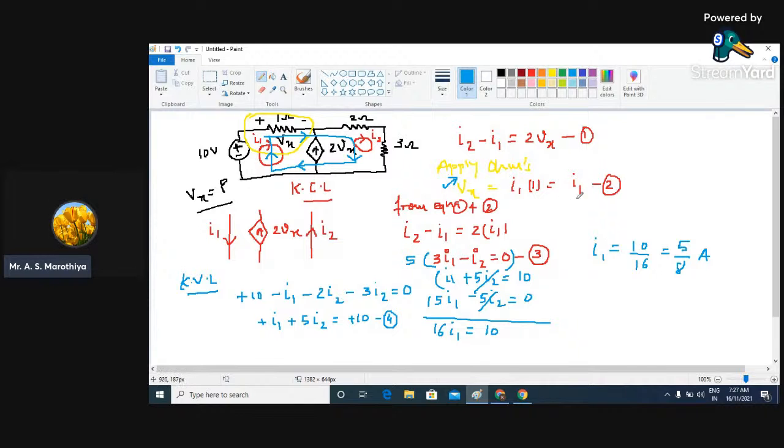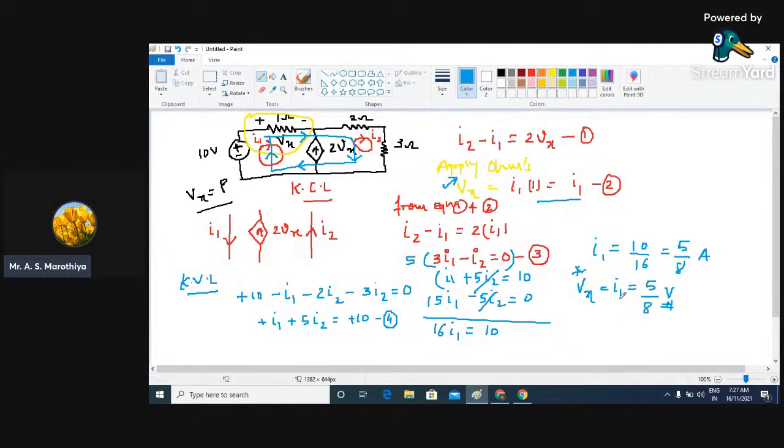Now from equation number 2, we know that I1 is exactly equal to Vx. So I can write here Vx, which is going to be equal to I1, and this is going to be equal to 5 by 8. Now this is going to be volt, because we need to find the value of voltage. So the final answer for this question is the voltage developed across this 1 ohm resistor in this circuit, which is 5 by 8 volt.